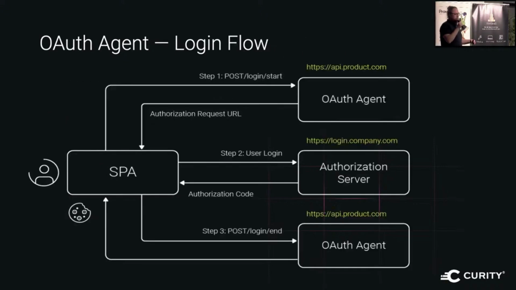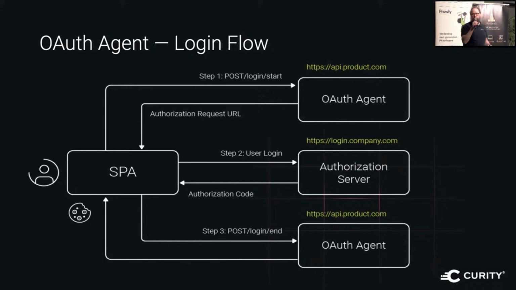So how does the flow look with the auth agent? When the SPA wants to log the user in, it will first call the auth agent at the login start endpoint, and it will get back an authorization URL. The authorization URL is the URL that you normally use to start an OAuth or OIDC flow. But as I said, the auth agent doesn't redirect the user. The SPA gets the URL back, and it can, for example, save the state of the application, save what the user is currently doing, and then redirect the user to the authorization server.